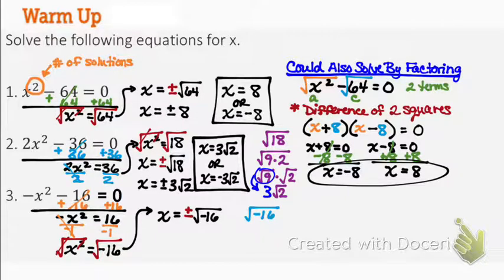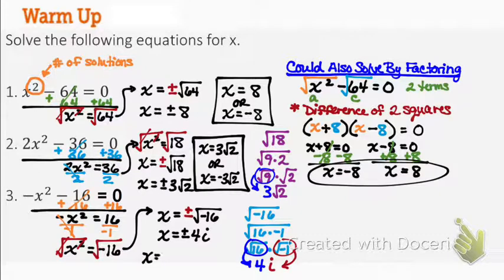Negative 16, we can't put a negative square root into our calculators, but I can separate that negative out. We know the square root of 16 is 4. Square root of negative 1 is what? What is the square root of negative 1? I. The imaginary number. X is equal to positive or negative 4i. So x equals 4i, or x equals negative 4i.